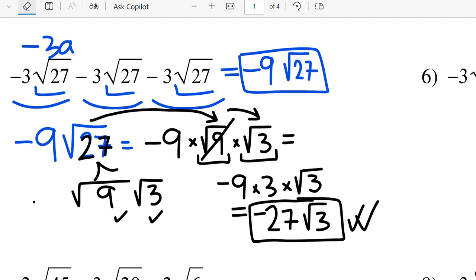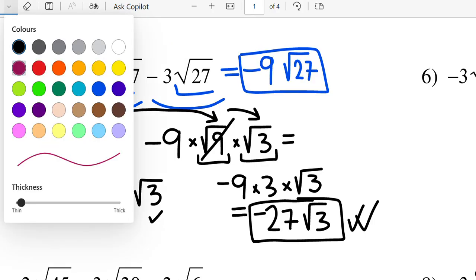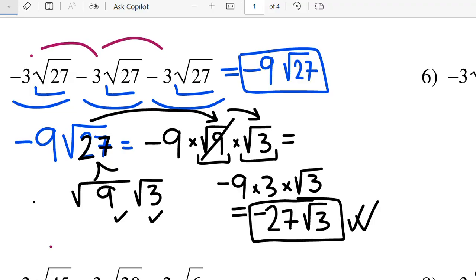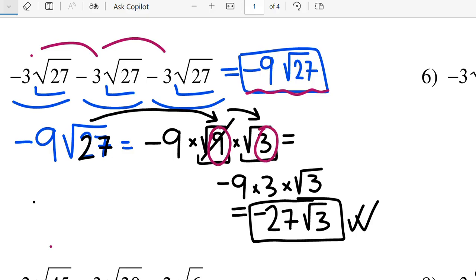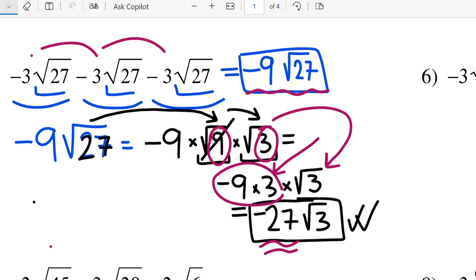So one more time. Step 1 was negative 3 and negative 3 and negative 3 is negative 9 radical 27. Then we learned that 27 can be split into 9 multiplied by 3. We know that square root of 9 is 3, so we write it like this, 3. But we don't know what square root of 3 is, so it stays the same. Finally, I have 9 multiplied by 3, which is 27. So negative 27 radical 3.